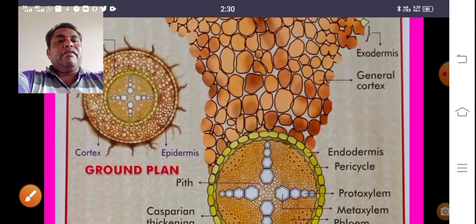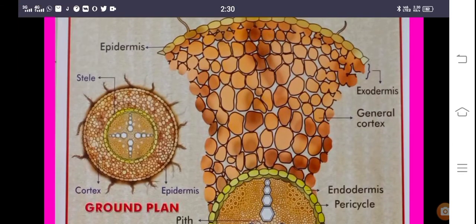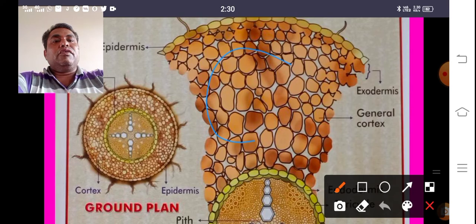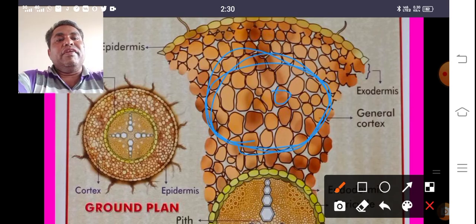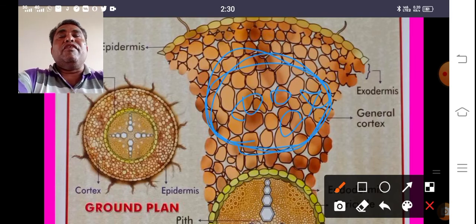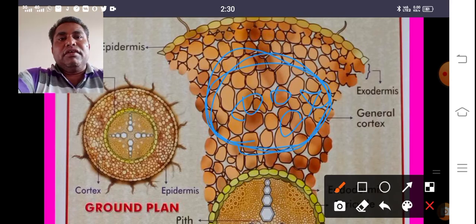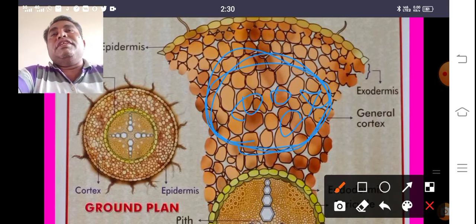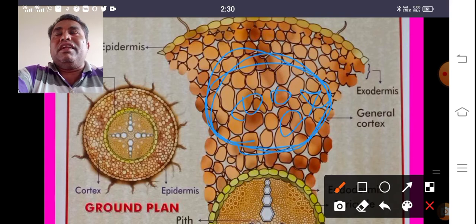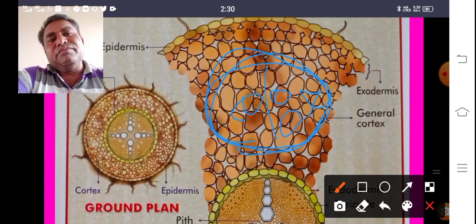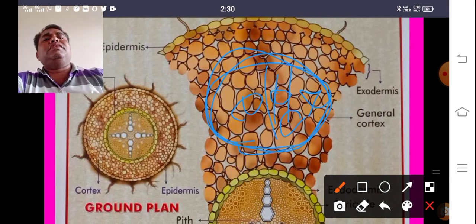So mainly when we take the general cortex, from here to here, this is the total general cortex. These cells are filled with leucoplastids. The speciality of leucoplastids is that they store the food material. And they may also help in the conduction of water in a lateral way. So the general cortex helps in lateral conduction of water. So this is the general cortex.